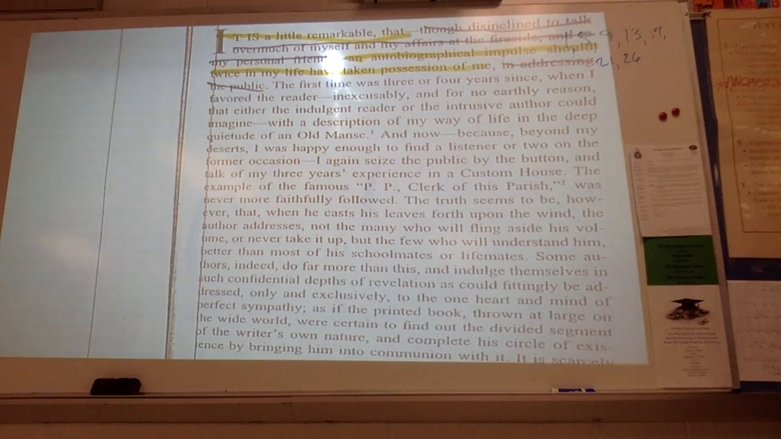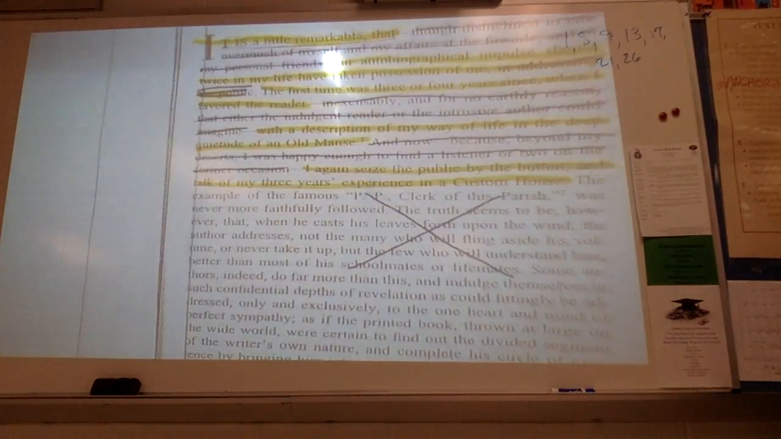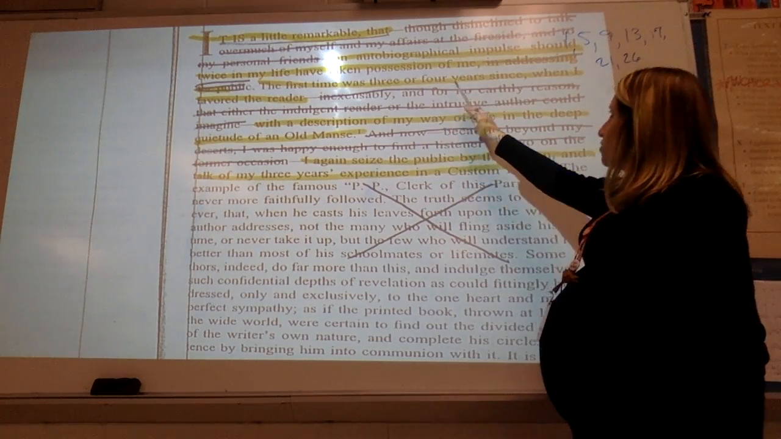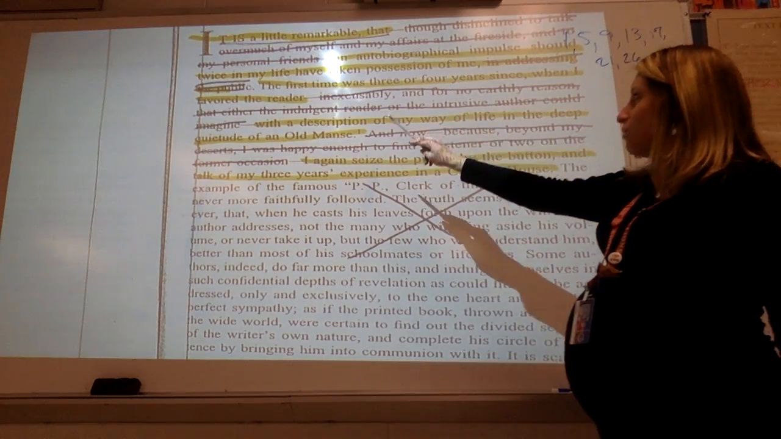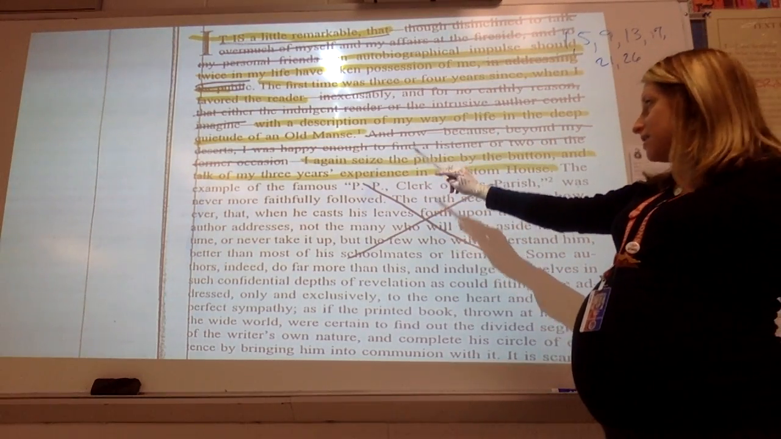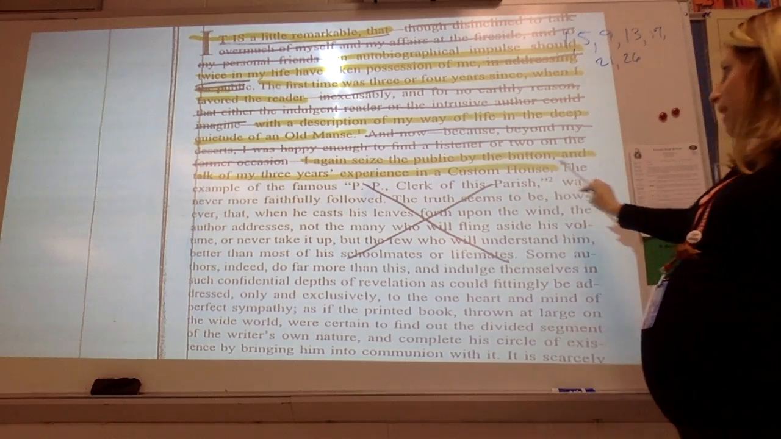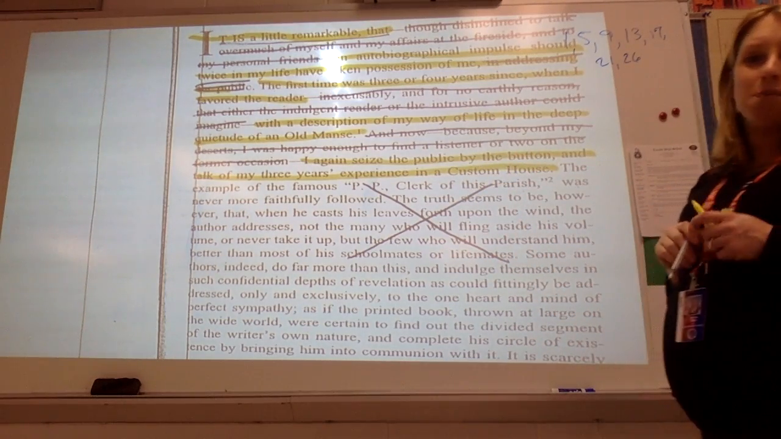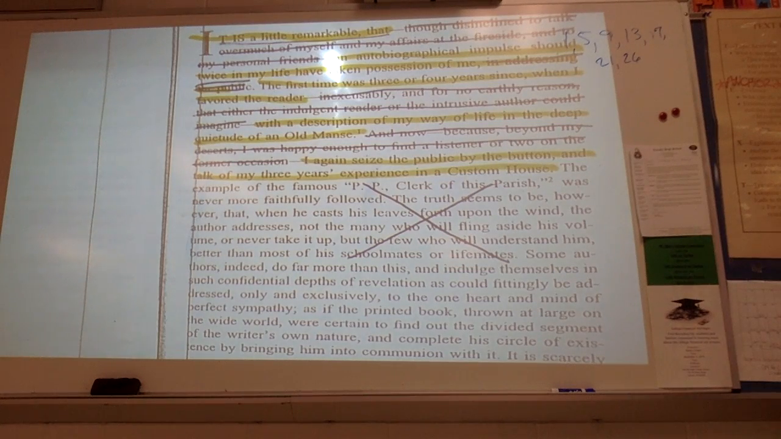So then he continues going on, and I'm going to fast forward a bit in our lesson and show you what we did in class today. We move forward a little bit to look at what's most important in the next sentence, which is, "The first time was three or four years since, when I favored the reader with a description of my way of life in the deep quietude of an old manse. I again seize the public by the button and talk of my three years' experience in a custom house." So that's what the main point is that he's trying to get at in this couple of sentences.